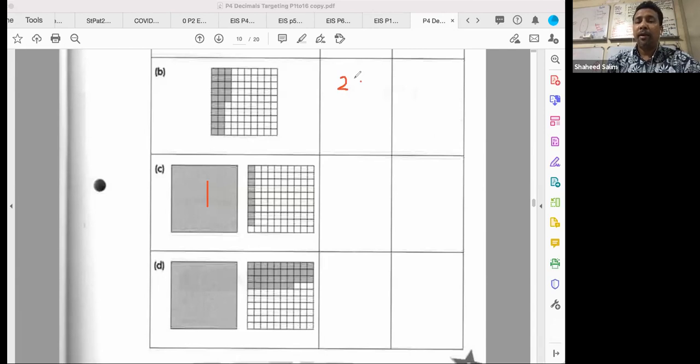Okay, 25 over 100 now. Now what about your decimal? Very simple. As I said, if there's 2 zeros, you put 2 blanks after the dot. And write the 25 here. 2, 5. Then what about here? If there's nothing here, write nothing, 0. This is your answer.